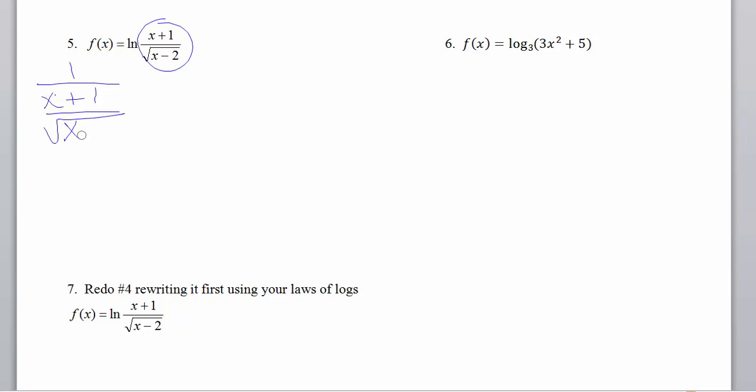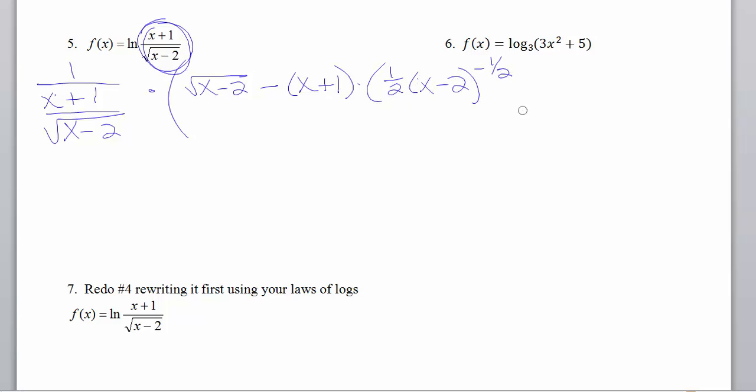So next example, I now have x times the derivative of this, which I would have to use the quotient rule to do. Or, I'm saying, redo this problem, rewriting it first using laws of logs before I differentiate. Minus, which I did, plus if I wanted to, I could remember from last year, which would change this to the natural log of the square root of x minus 2.